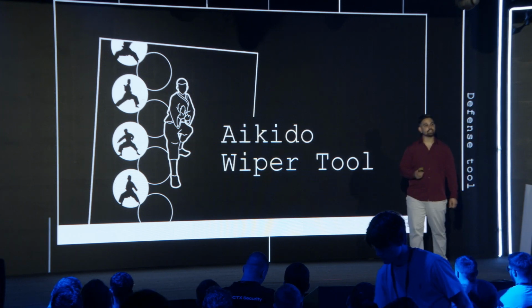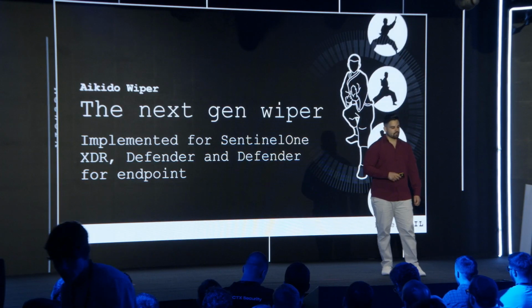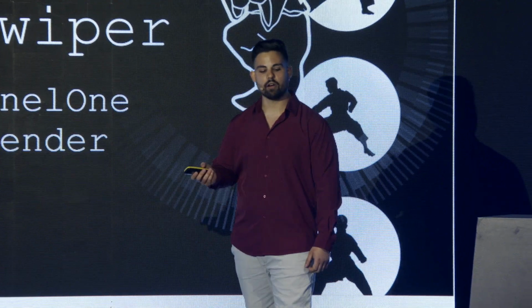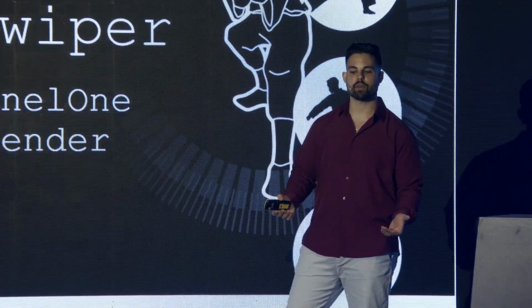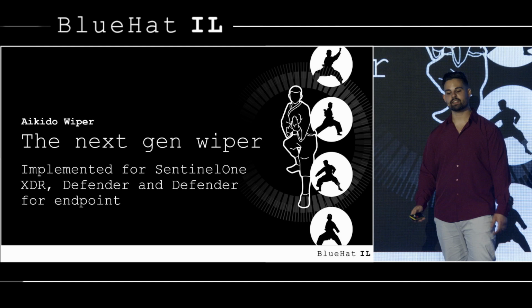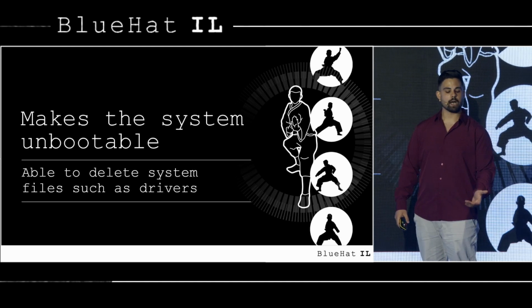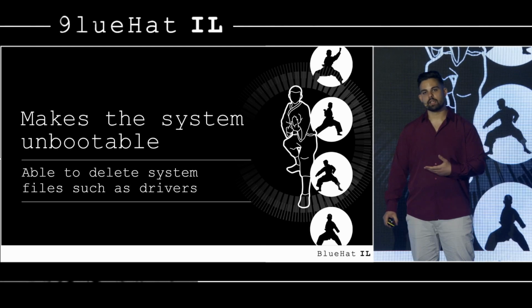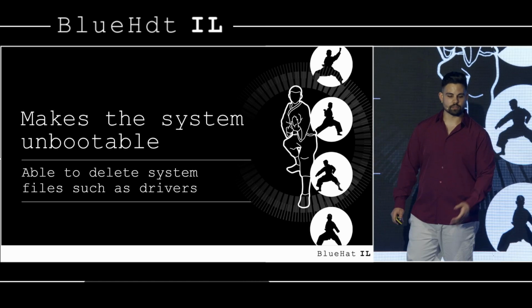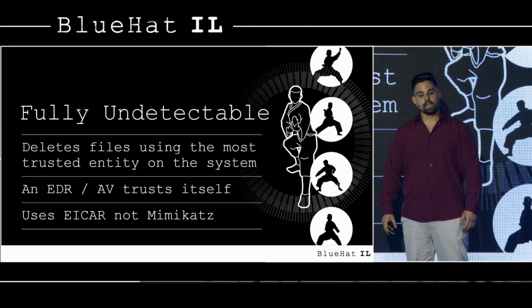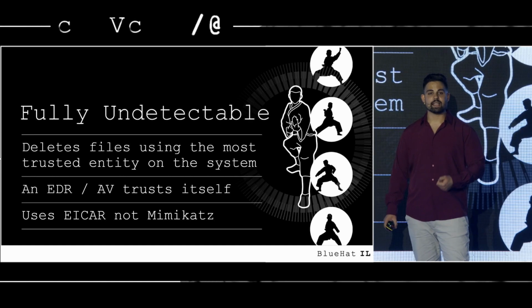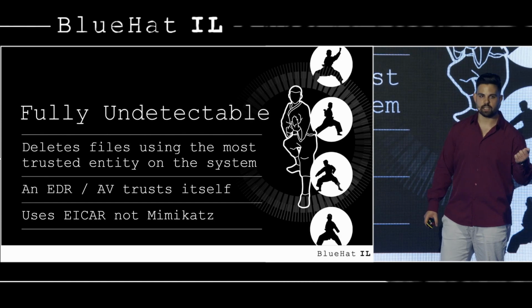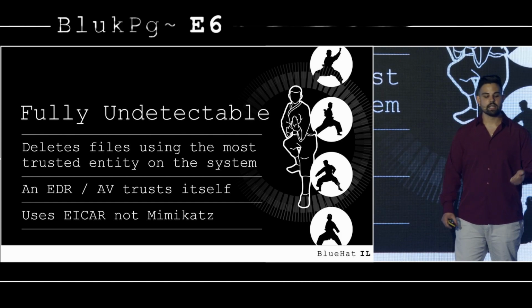And now to the actual Aikido wiper tool. I implemented it with the exploits against SentinelOne XDR, Defender, and Defender for Endpoint, just because they were the easiest to implement and most consistent with the exploit. The wiper is able to make the system completely unbootable. As we saw, it can delete system files, and it can delete almost all the drivers in Windows. It is fully undetectable, as it deletes files using the most trusted entity on the system, again, which is the EDR or the antivirus.